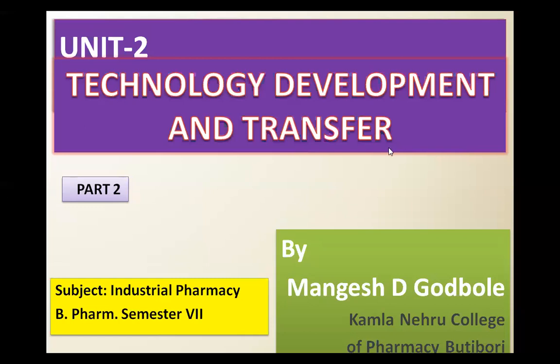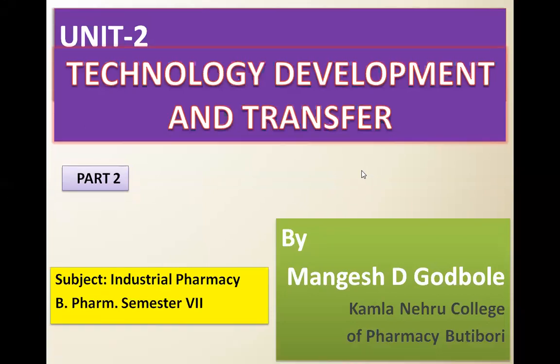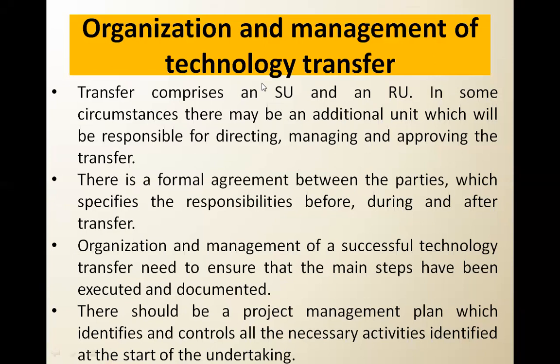In this unit 2 of technology development and transfer, we are discussing the organization and management of technology transfer. For this technology transfer, we already know that there are two units, SU and RU. In addition to that, there is a third, additional unit, which is responsible for directing, managing and approving the transfer. So this is a formal agreement between two parties, that is the transfer of technology.